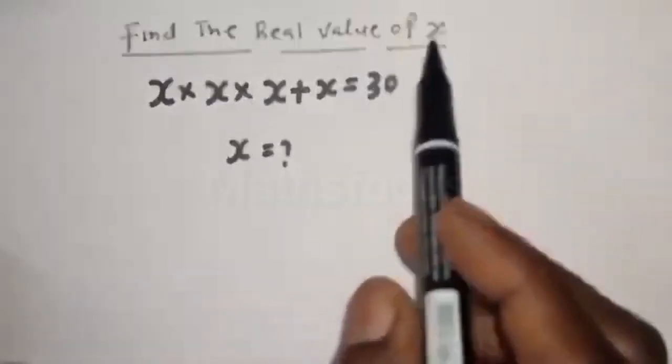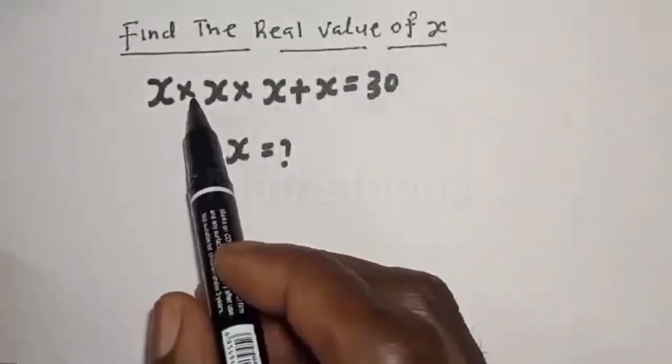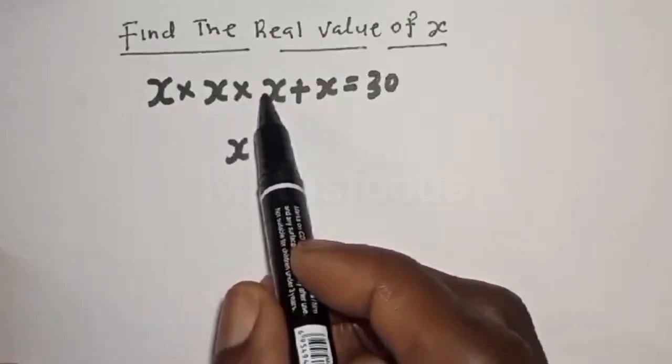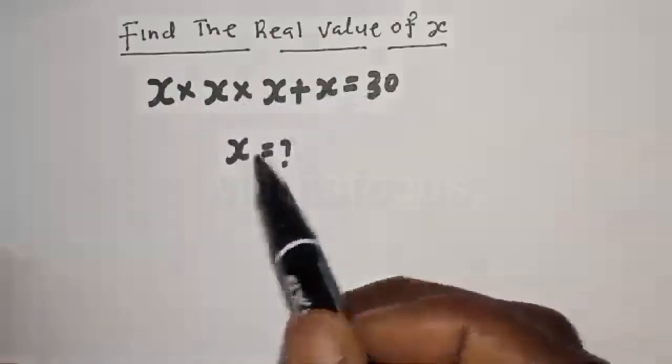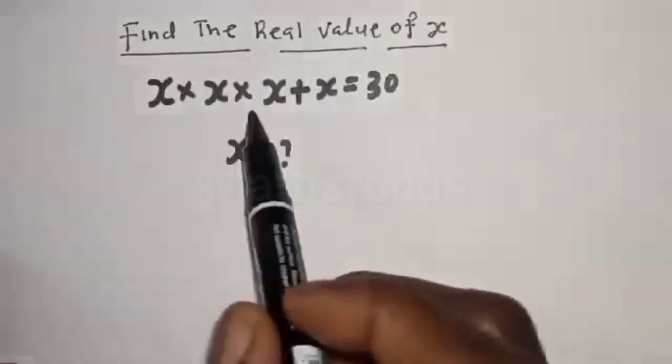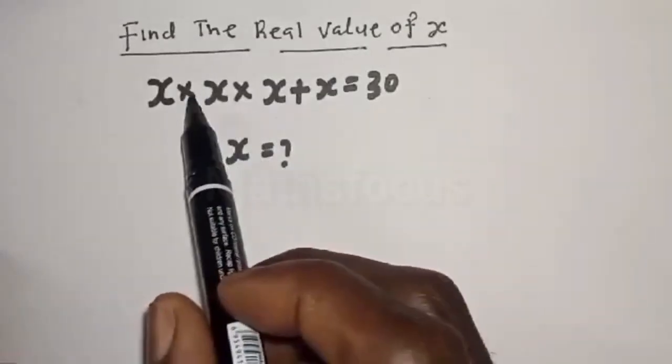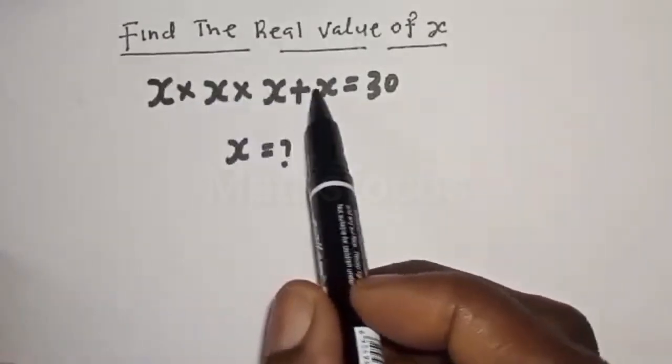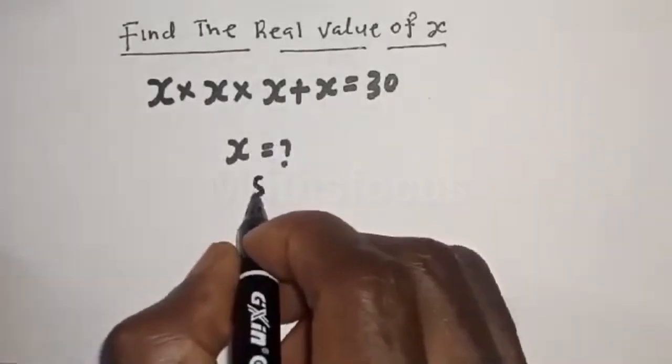Find the real value of s. S times s times s plus s is equal to 30. So we want to find the value of s from this equation. S multiplied by s multiplied by s plus s is equal to 30. Solution.